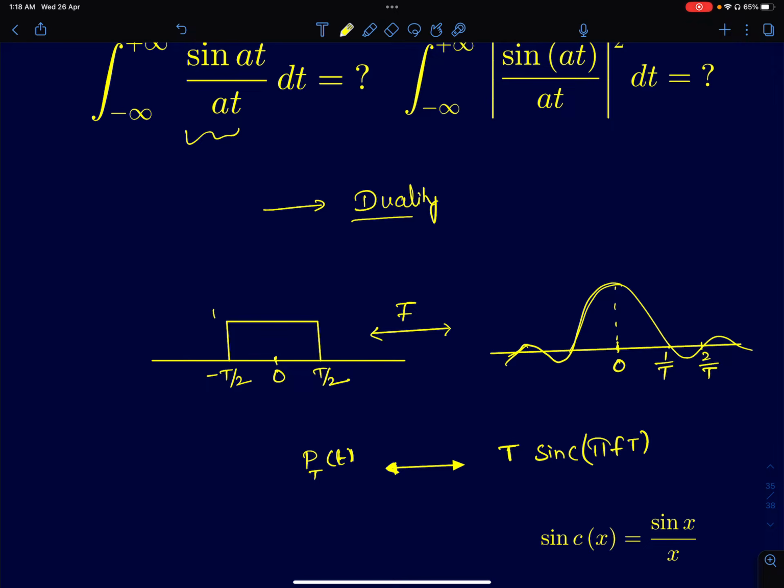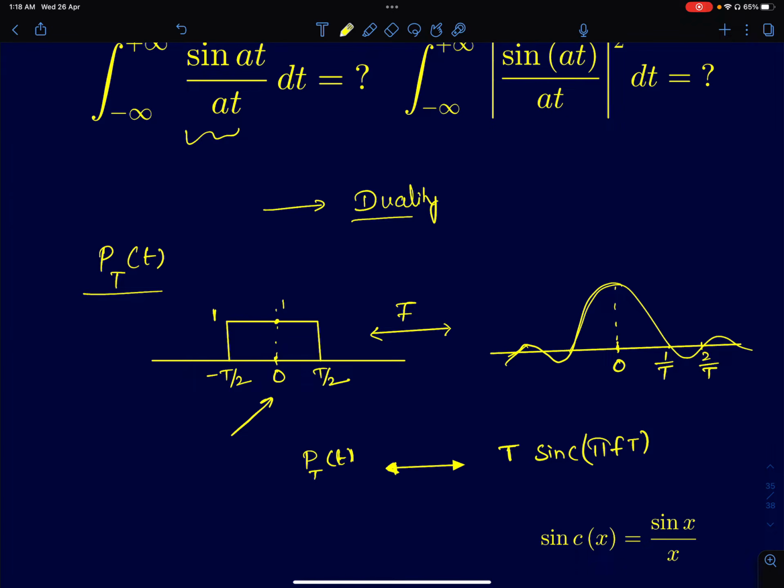The sinc function happens to be the Fourier transform of a pulse function. So if you take a pulse function whose pulse width is T seconds, which is what is shown here, it's a symmetric pulse function whose center is at the origin and whose pulse width is T seconds. I'm going to represent it as p_T(t). This simply means it's a pulse function with unit amplitude. The amplitude of this pulse function is unity, the value at t equal to 0 is 1, and the width of the pulse is T seconds.